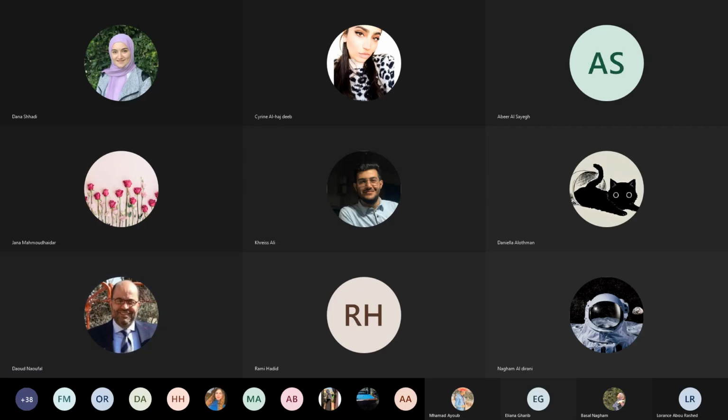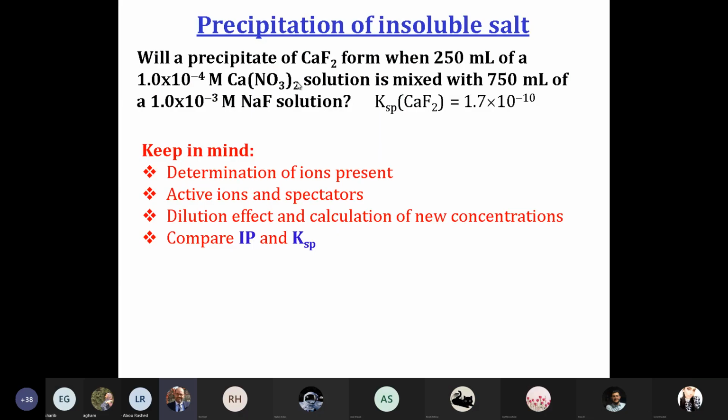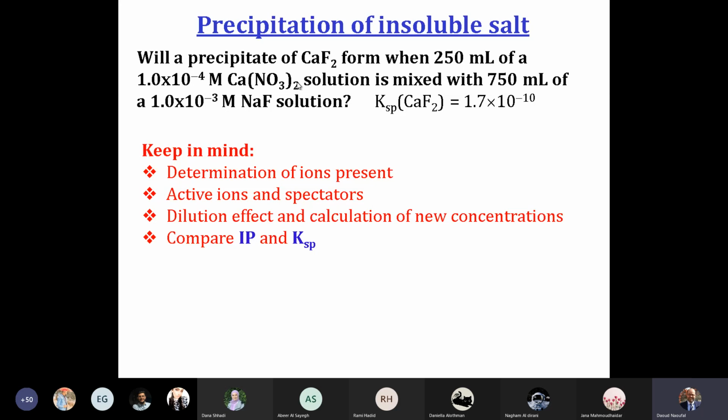Let us go to an example of the precipitation. Will a precipitate form, for CaF2 for example? Suppose the question: will a precipitate form, without determining the nature of this precipitate, when 250 milliliters of Ca(NO3)2 solution is mixed with NaF solution?